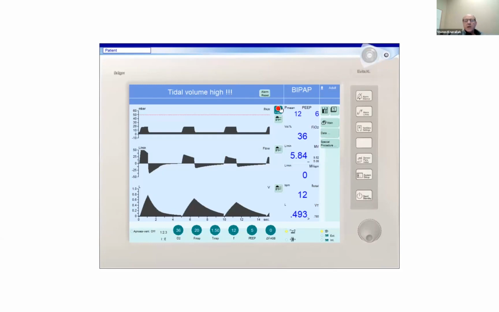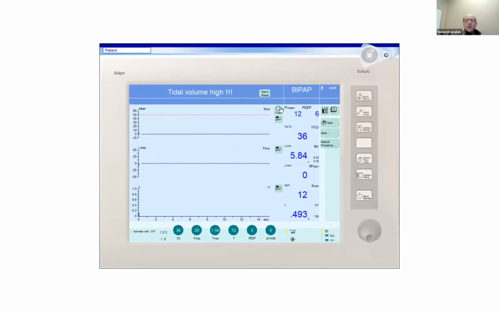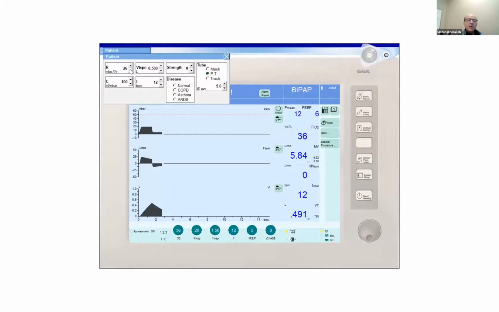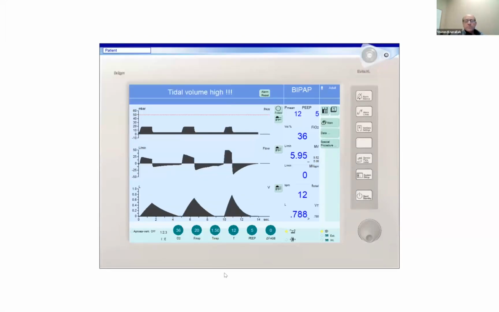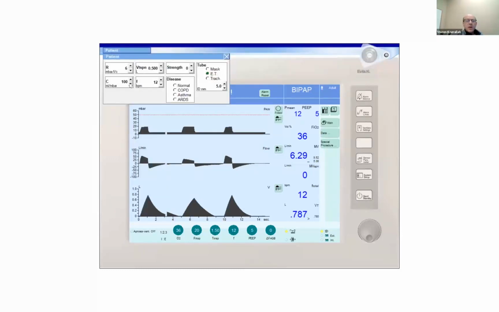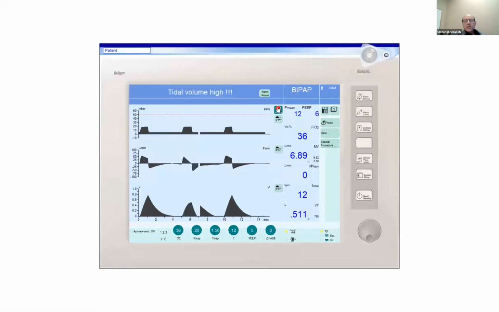So stay with me, Ala. Let me just get back to normal, and then we can actually simulate the other one. Okay, so this is back to normal now, and I'm going to decrease the compliance. If you decrease the compliance, tell me what happens, Ala.